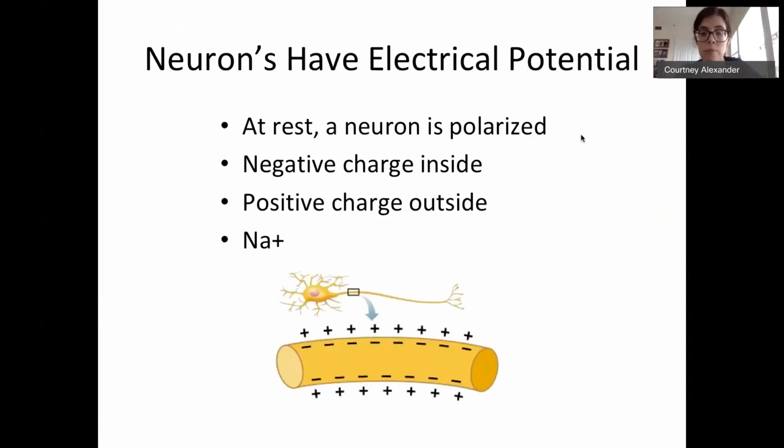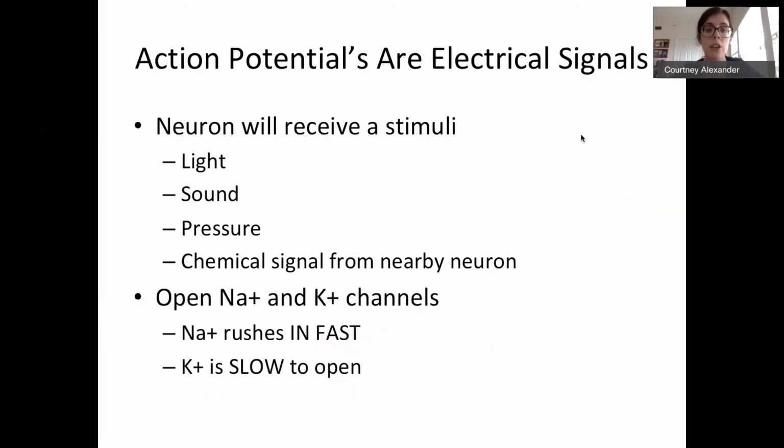So a neuron is going to receive a stimulus, and it depends on where it is. If we're talking about our eyes, the stimulus to our eye is light. Our ears, it's sound. Our skin, it's pressure. It could also be a chemical signal from a nearby neuron. It's going to get some sort of stimulus that is going to open up some cation channels.